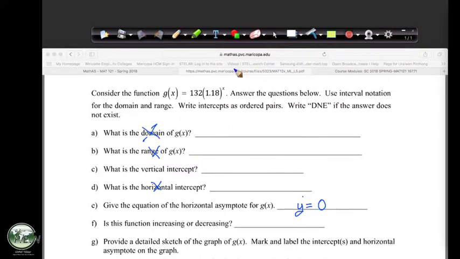But when we've got this example up here, looking at this, can anyone tell me what is the vertical intercept? Because that is a question I'm going to be asking.